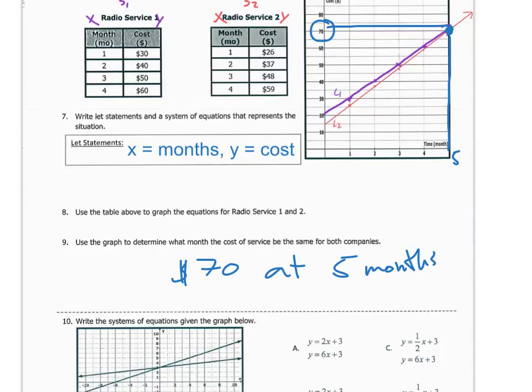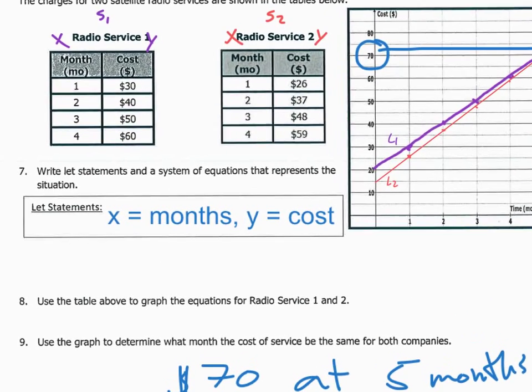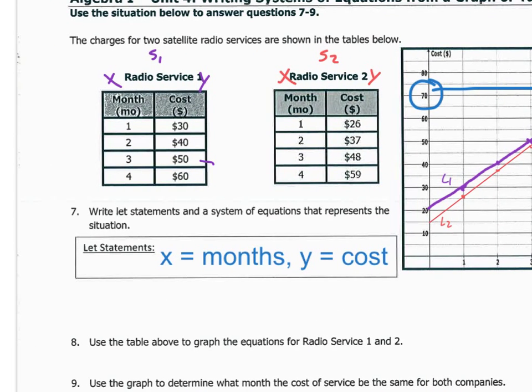Now we can also figure this out by looking at the tables as well. We know that my slope here is going to be 10 over 1. So if I find the next point here, 60 plus 10 is going to give me 70, and 4 plus 1 is going to give me 5. So there's my next point for that table.